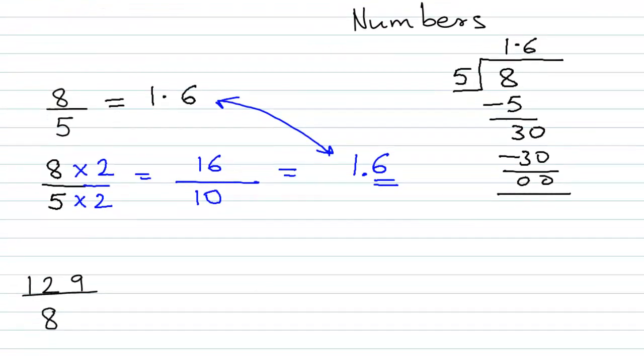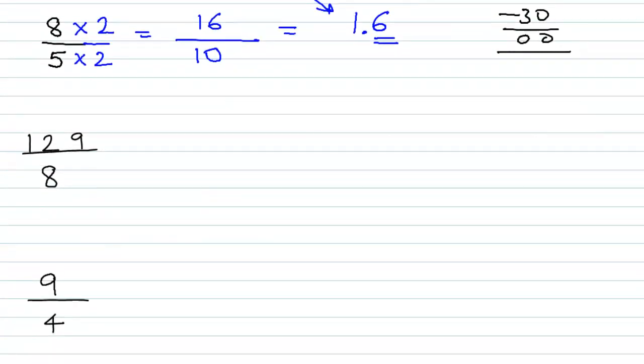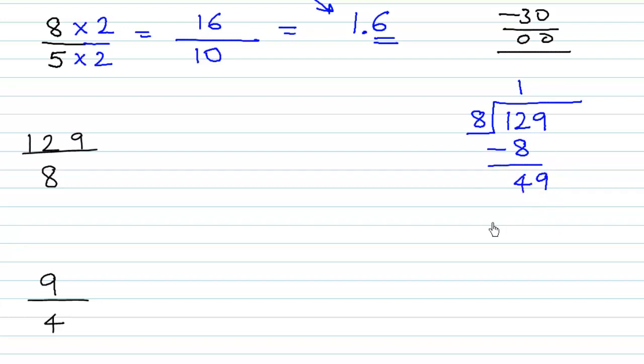Now let's look at the other example. What is 129 upon 8? We are going to divide this 129 by 8. 8 ones are 8, 8 twos are 16, so we have 8 ones are 8. 12 minus 8 is 4 and 49. 8 5s are 40, 8 6s are 48. So 8 6s are 48, and we have a 1.